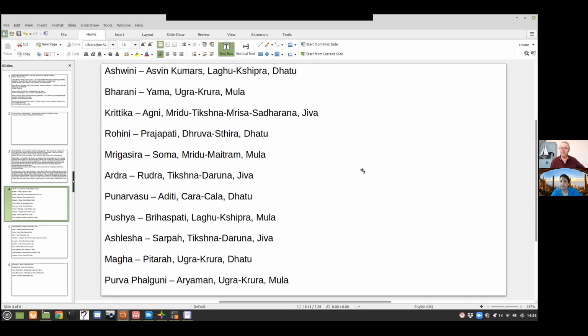The Moon gets exalted over here in Bhurani. No, it gets exalted in Kritika. Sorry, exactly. Saturn gets debilitated in Bhurani. So Saturn is again a cruder planet or a malefic planet, and being in a Ugra or a cruder nakshatra, how will that react?